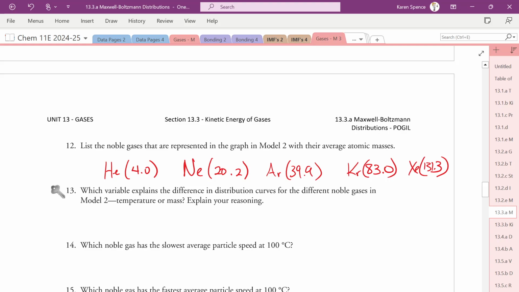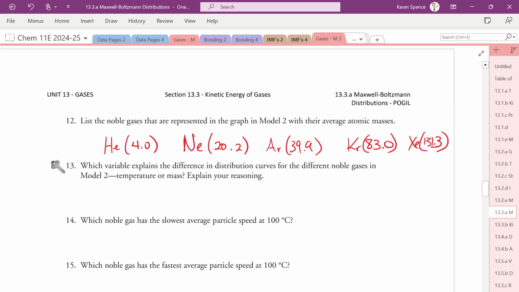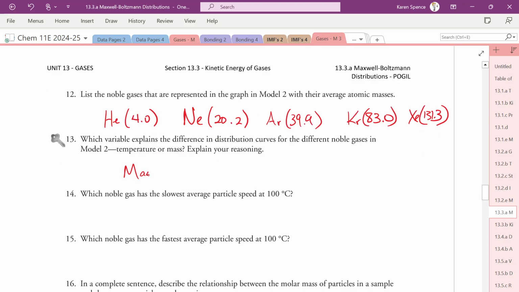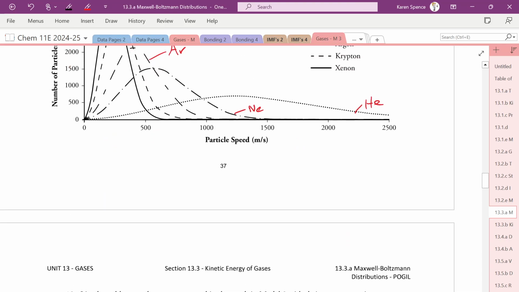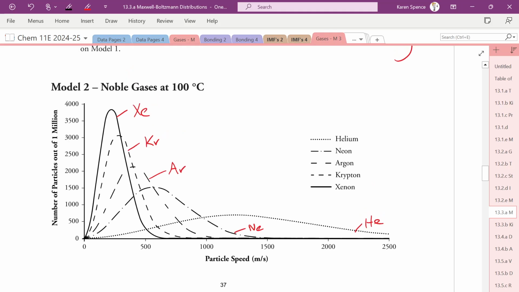temperature or mass? Yeah. Mass. I'm not going to have you explain your reasoning. I mean, it's pretty obvious. They're all at the same temperature. Which noble gas has the slowest average particle speed? Xenon. Who has the fastest? Helium.